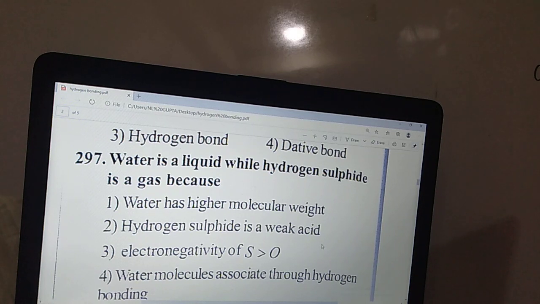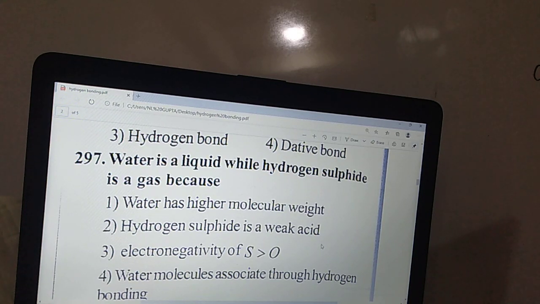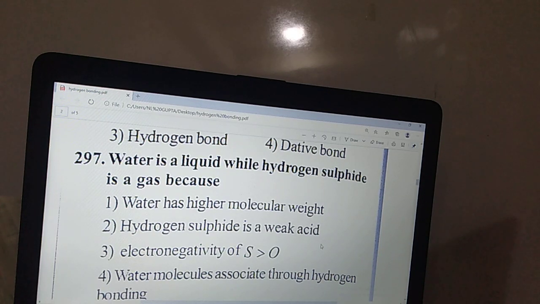What is question number 297, student? Water is liquid while hydrogen sulfide is a gas, because, okay, water is liquid while hydrogen sulfide is a gas. Why? So come on the board, student, for better understanding. Here we will discuss on the board. They are saying water is a liquid, and if you talk about H2S, they are saying that is a gas.